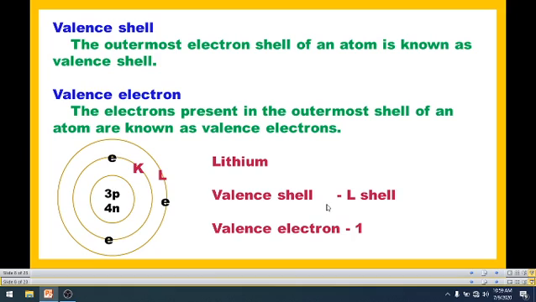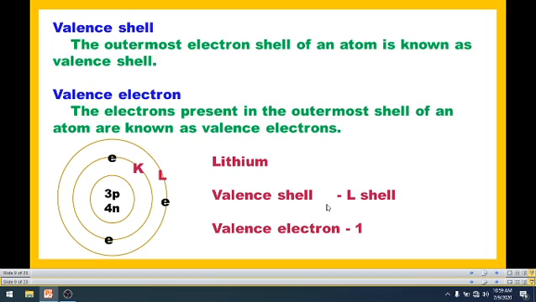Okay children. Next we want to discuss what a valence shell and valence electrons are. So what is a valence shell? The outermost shell of an atom is known as the valence shell. The outermost electron shell of an atom is known as the valence shell. And the electrons present in the outermost shell of an atom are known as valence electrons. So the number of electrons present in the outermost shell of an atom is known as valence electrons. So let us look at the example.